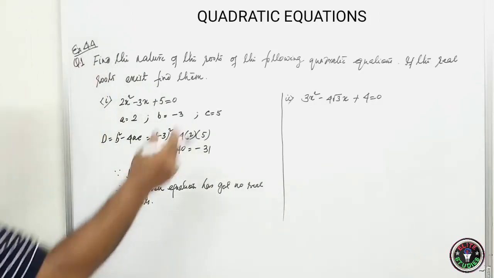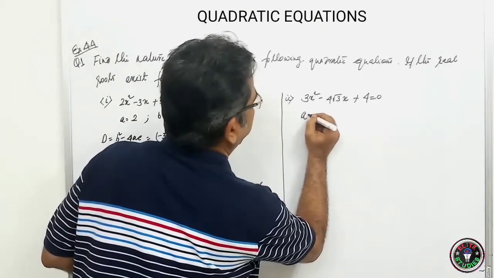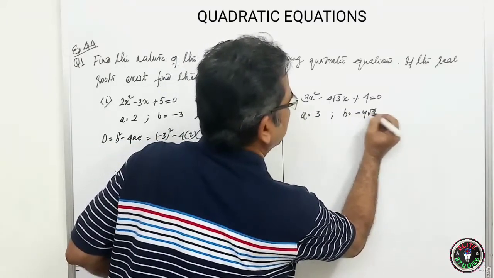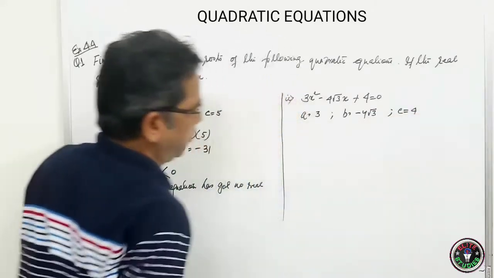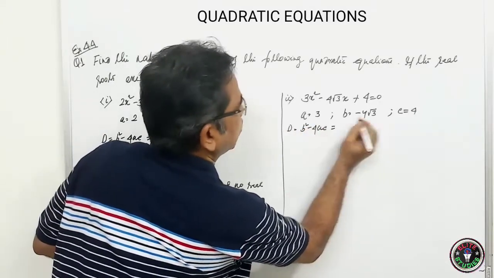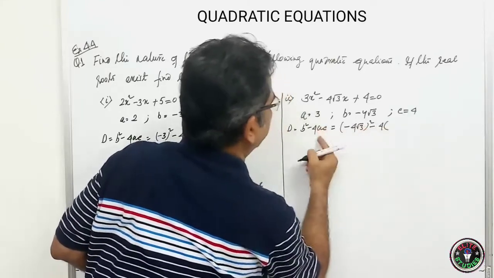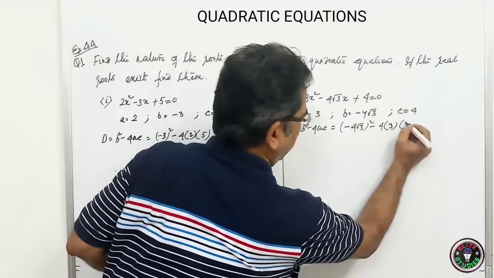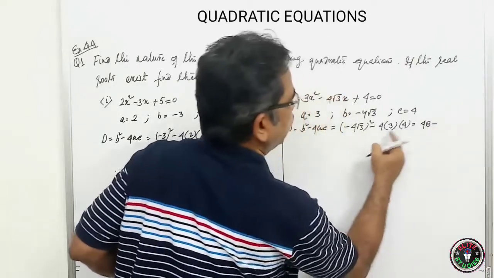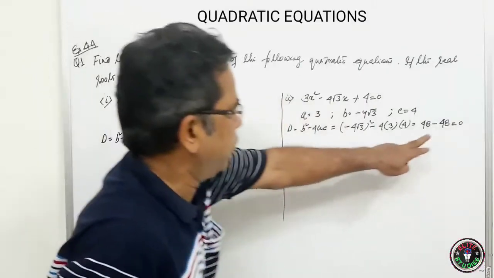Okay, students? Now let us do the second question. Here again, a is equal to 3, b is equal to minus 4 root 3, and c is equal to 4. Let us find the discriminant. D is equal to b square minus 4ac. So b square means minus 4 root 3 square, minus 4, a is 3 and c is 4. So it gives you 4 square 16, 16 times 3 is 48, and it is minus 4 times 3 times 4, which is 48. You see, dear students, b square minus 4ac is equal to 0.